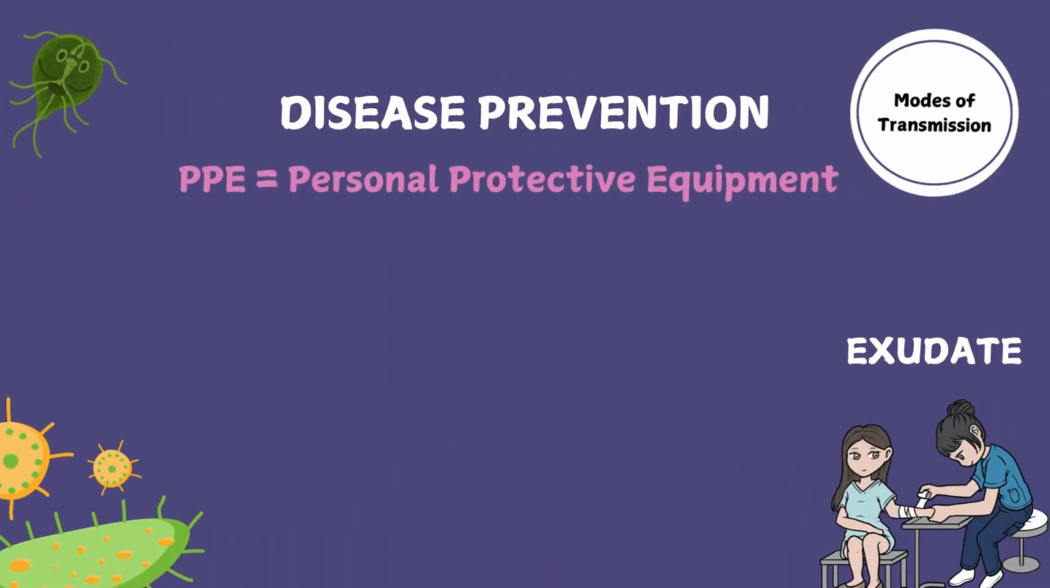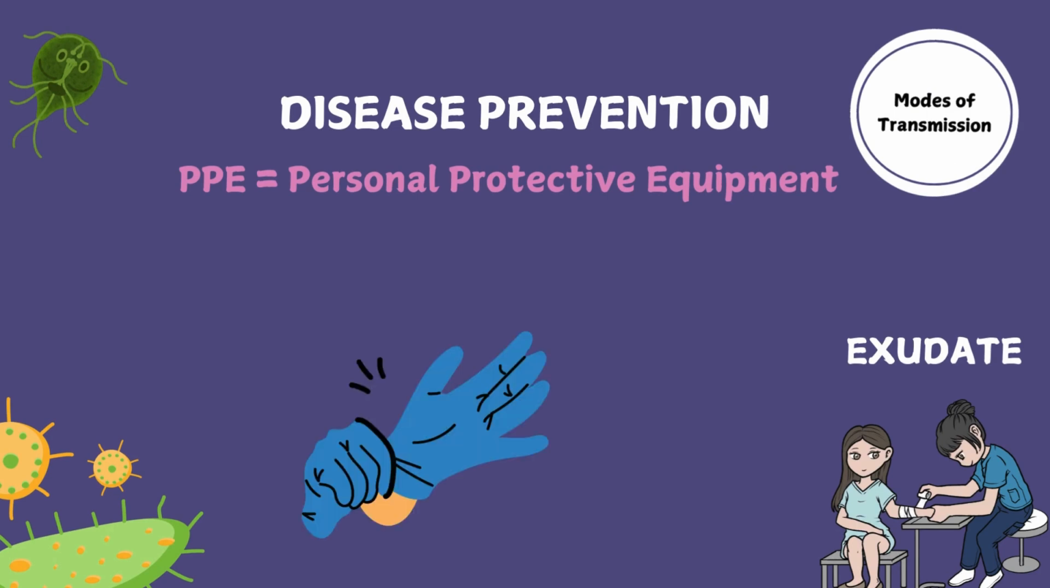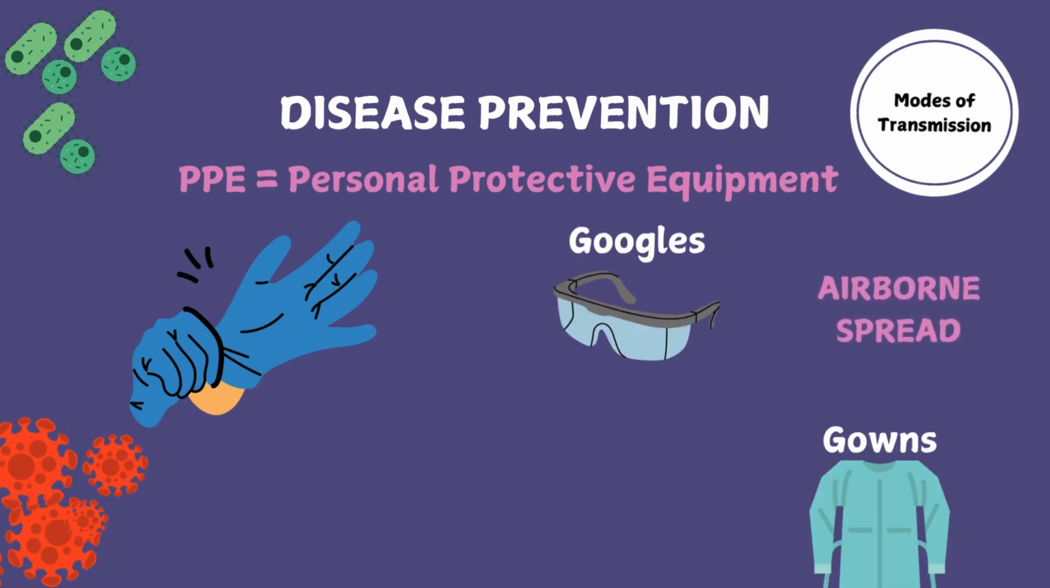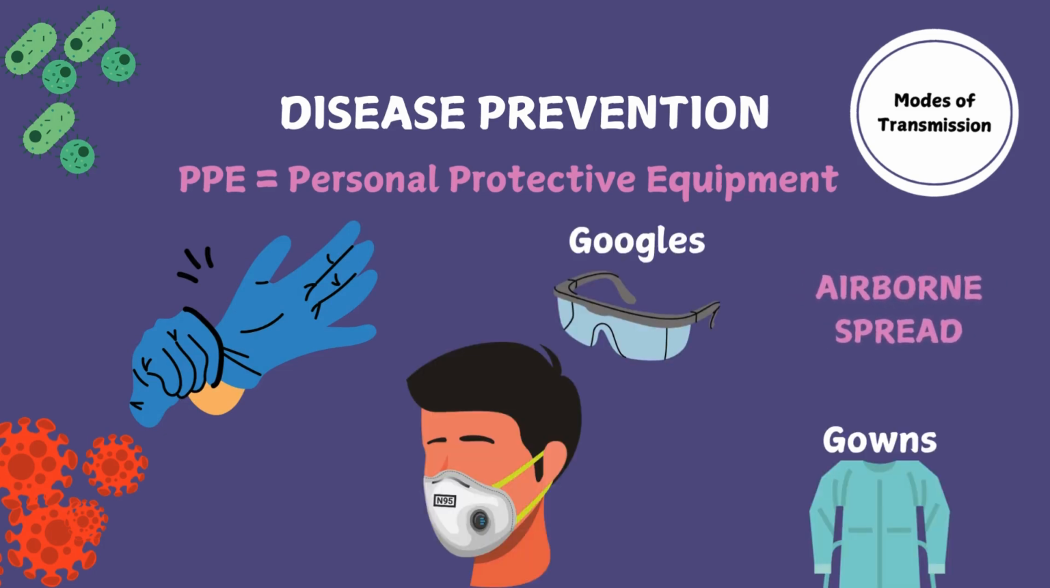When working around exudate, proper precautions, such as wearing gloves and practicing good hygiene, are essential to prevent the spread of infection. For airborne diseases, you will wear gloves, a gown, goggles, and an N95 mask or better. N95 masks provide a better seal around the face, offering more protection than a generic mask, and preventing infection from entering the body.